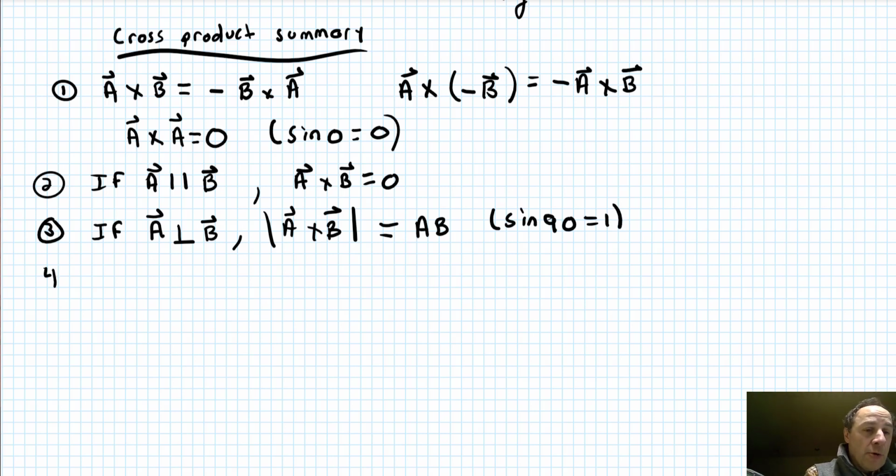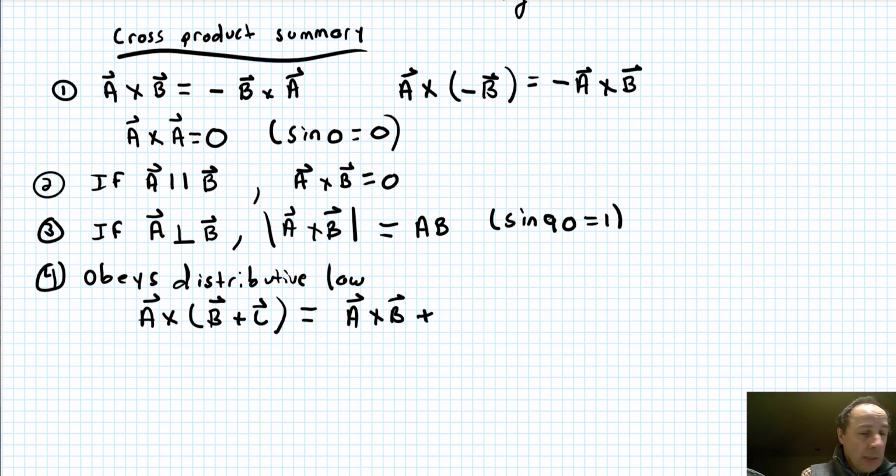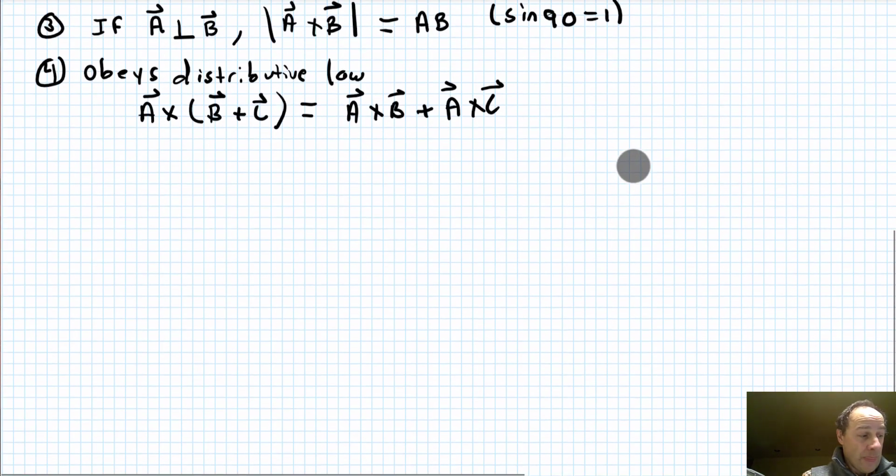Number 4, the cross product obeys the distributive law. So, what does that look like? So if you have A crossed with the quantity B plus C, this is the same as A cross B plus A cross C. If you don't believe it, try it out. It's always a good thing.